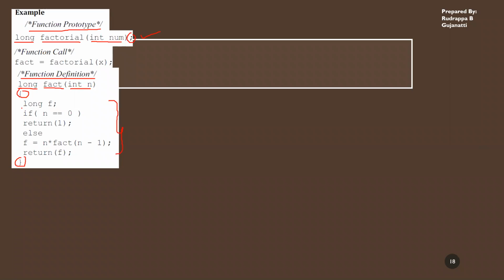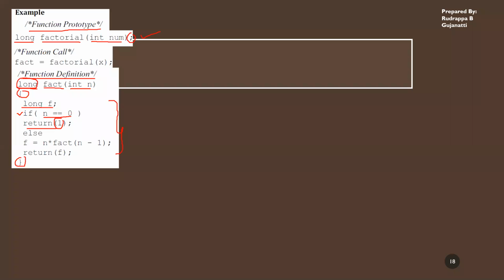So within the function you can declare the variables which are required within that function, then you can perform all the logical aspects. So here they are identifying the factorial. So what they're doing is, if n is not equal to 0, you are returning 1. So here you are returning an integer, a long integer. You have to have a return statement when you have a return data type.